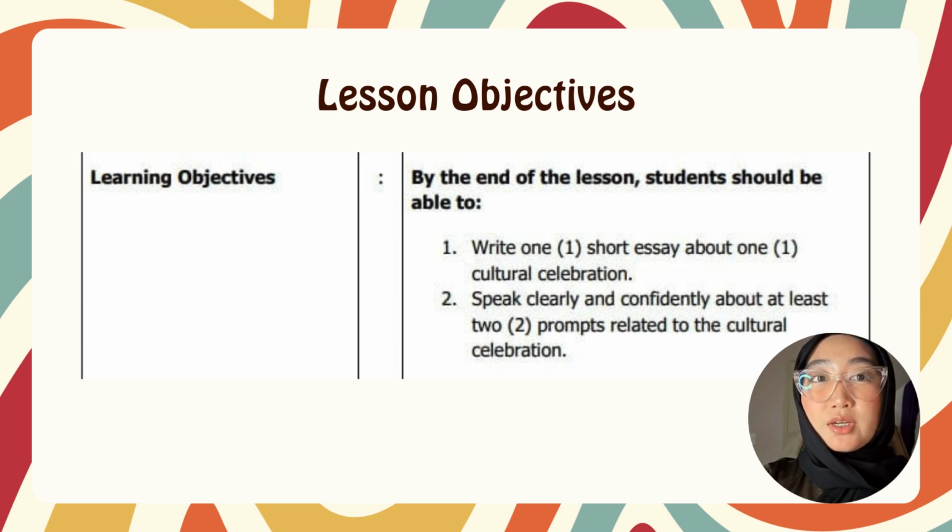As for the lesson objective, by the end of the lesson, students should be able to write one short essay about one cultural celebration. Next, students should be able to speak clearly and confidently about at least 2 prompts related to the cultural celebration.